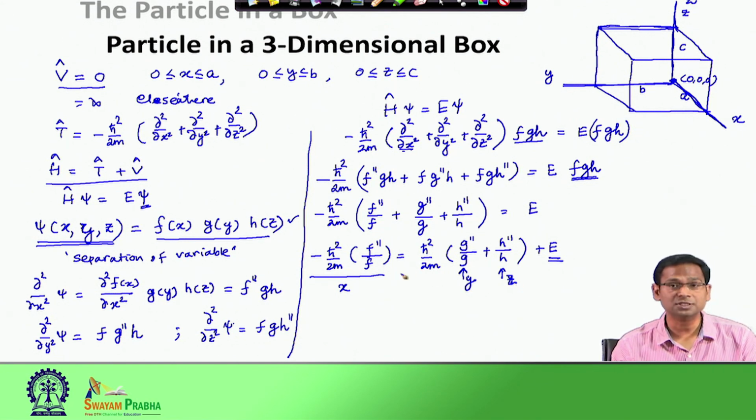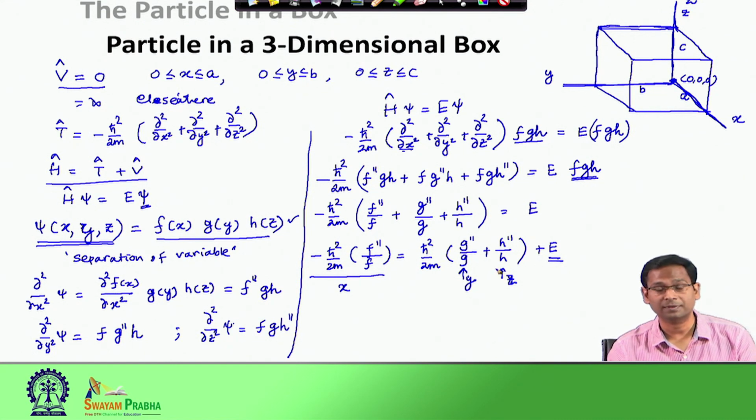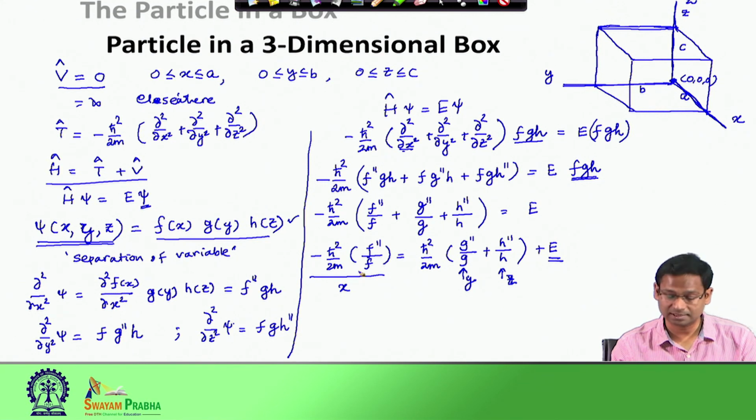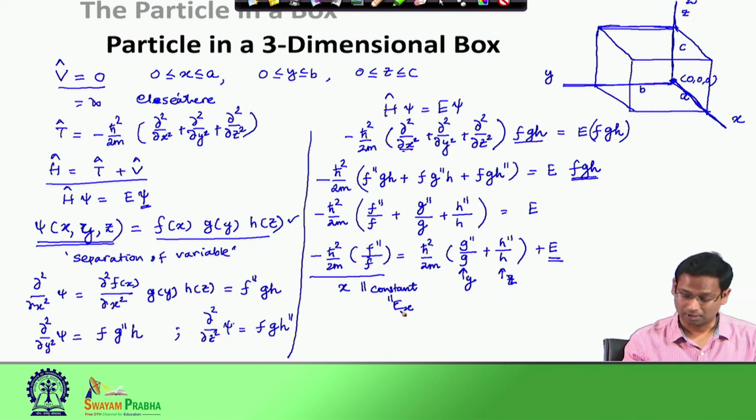So, when I have such a situation, when the left hand side depends on some variable and the right hand side depends on other variables, in that case I can say the left hand side and also the right hand side are actually independent of any of these variables. So, therefore, the left hand side I can say this is a constant. And I define this constant as E x.